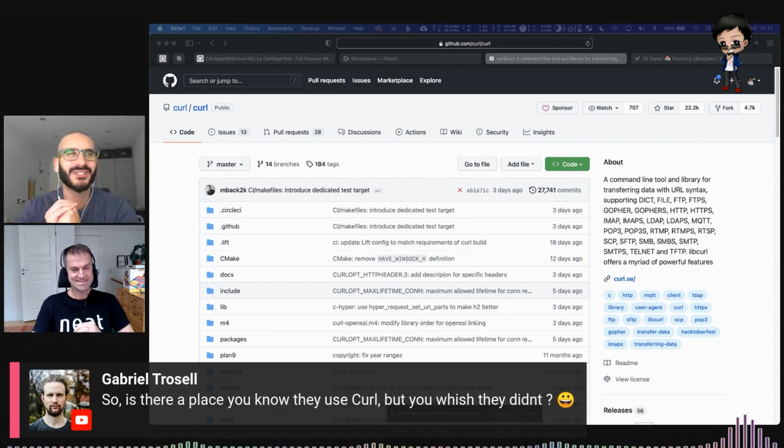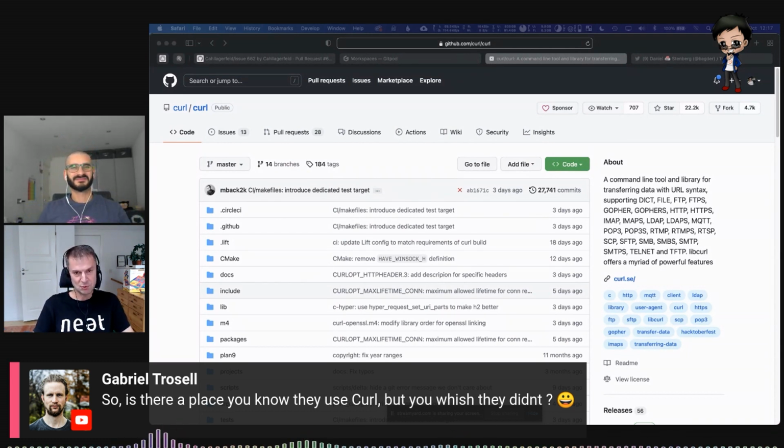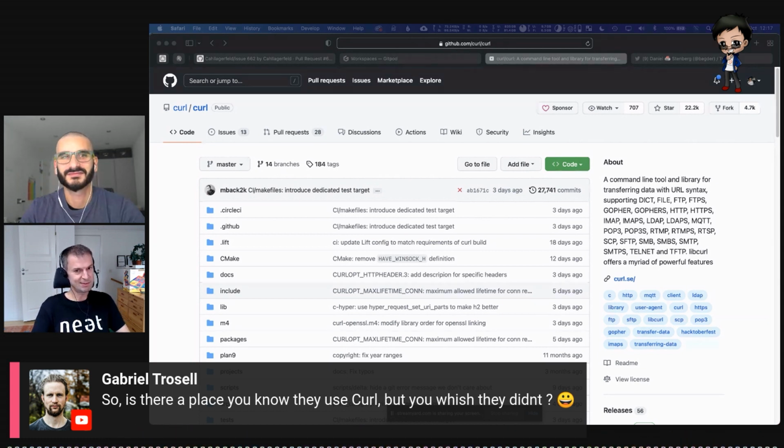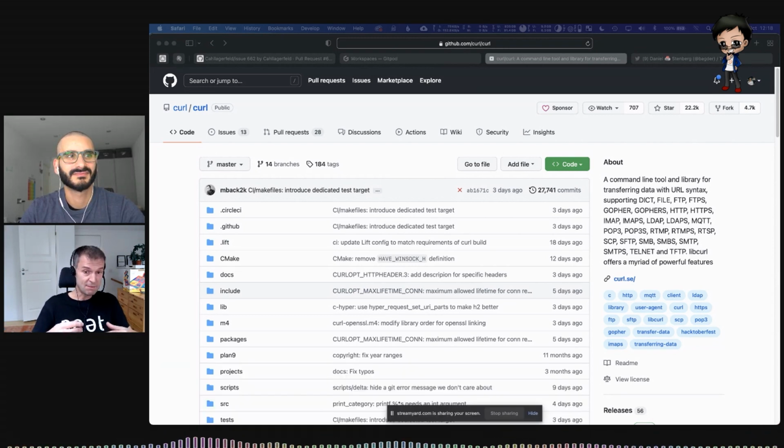Is there a place you know they use curl but you wish they didn't? I think we have too many internet of things devices that are everywhere and crappy, and they don't upgrade. A lot of our products today are too eager to get network connectivity, and therefore curl. But I think that's inevitable. We are going to have even more things connected to the internet going forward, and I don't think whatever I say now is going to stop this. Everything we have is going to be internet connected sooner or later, and then they will run curl as well.